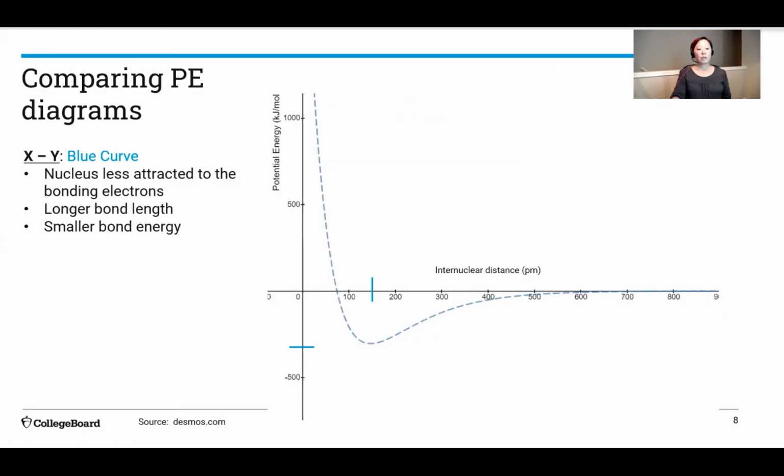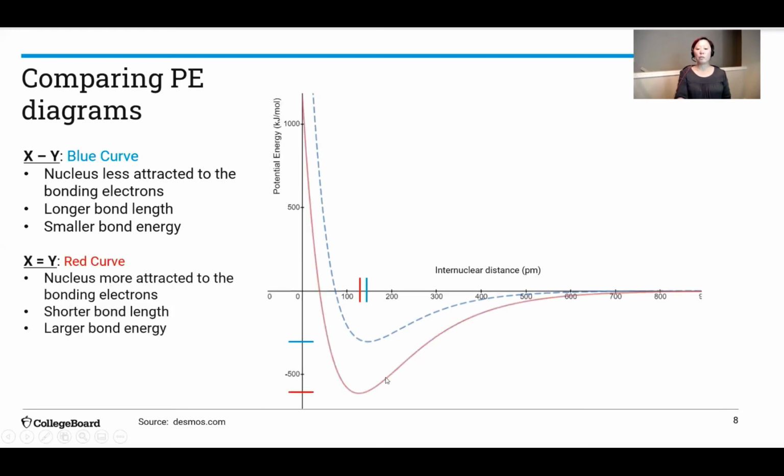So what I have here is a potential energy diagram for an XY single bond. You can see where the bond energy is for this bond and the bond length for this particular bond. If we compare this to an XY double bond, which is the red curve, notice that the bond energy is significantly greater and the bond length has now shortened. That's because now there are more electrons being shared, resulting in this stronger bond.